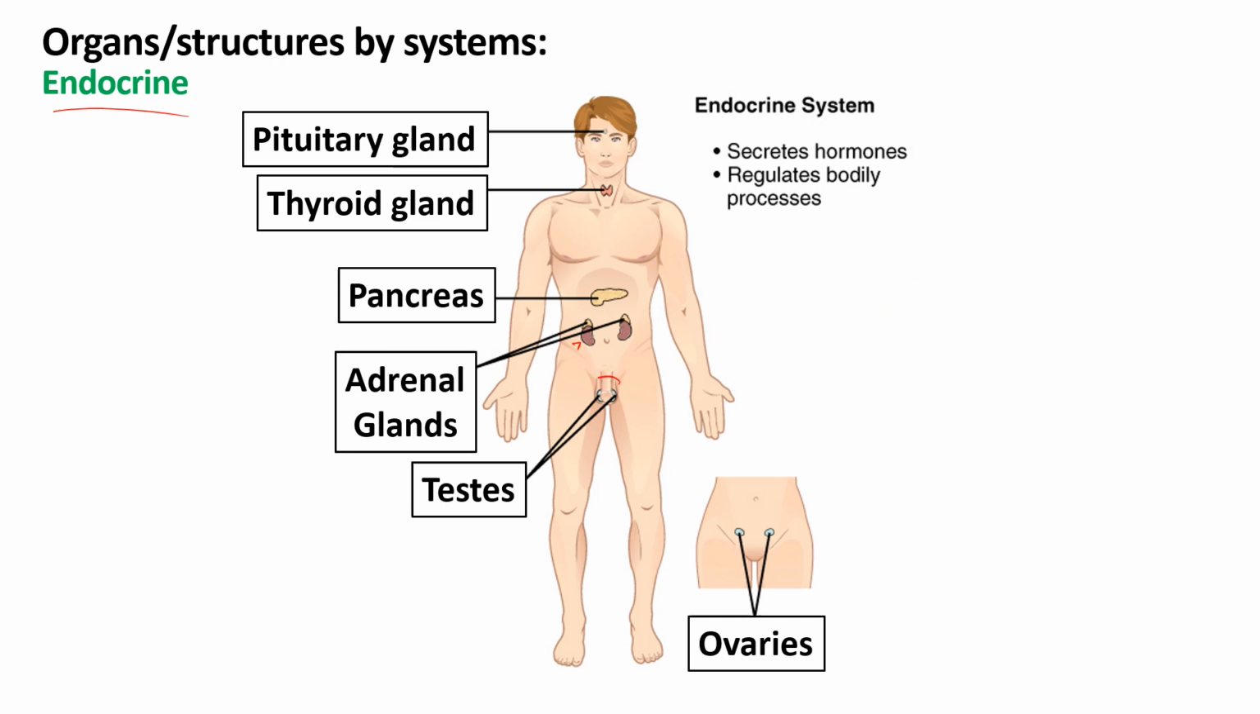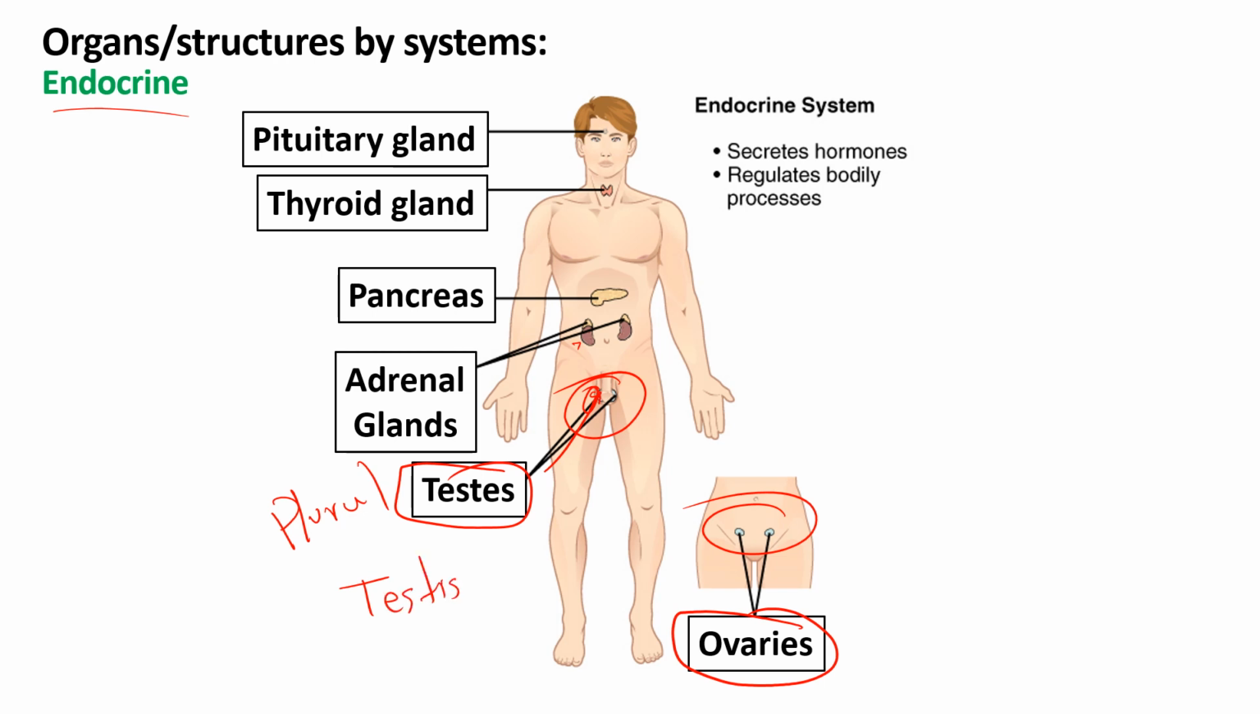And then in the female and the male, we have the gonads: we have the testes in the male, and the ovaries in the female. We use testes when we talk about both, so when it's plural. If we just mention one, or we're referring to a single one, it's called a testis. All right, so testis for a single, testes for plural.